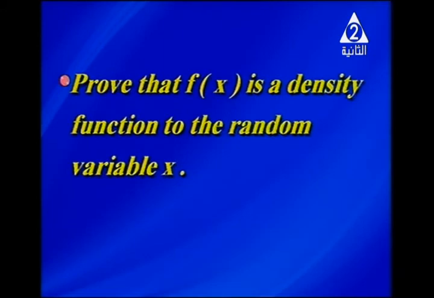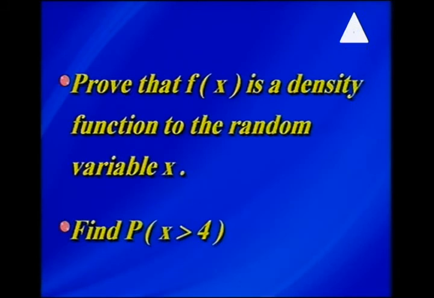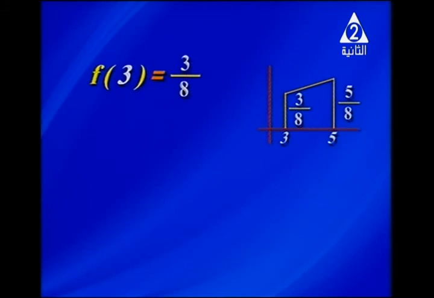Remember, dear student, what do you mean by a density function? Before, we know that for a density function the probability equals 1. Look at the second required: find the probability when x is more than 4. Solution. Look at f of x and substitute, where x is between 3 and 5.